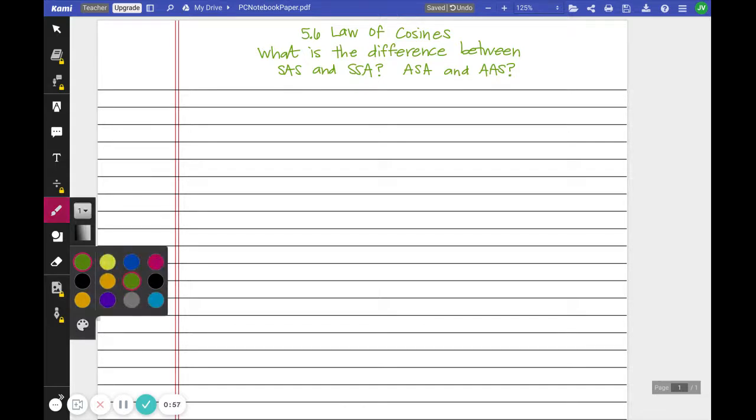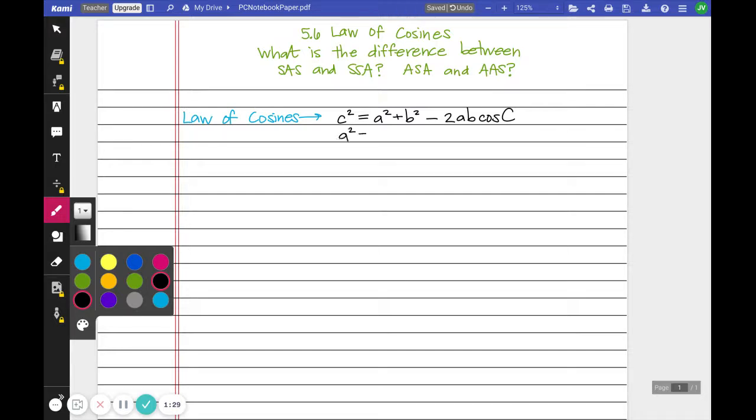So law of cosines looks like this. It's a long one, fam. Here we go. C squared equals A squared plus B squared. That's not the law of cosines, that's the Pythagorean theorem, which is fun. Minus 2AB cosine C.